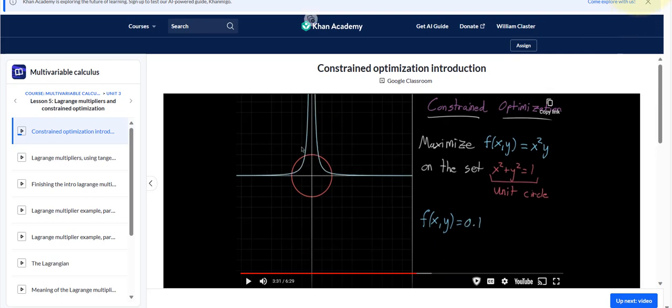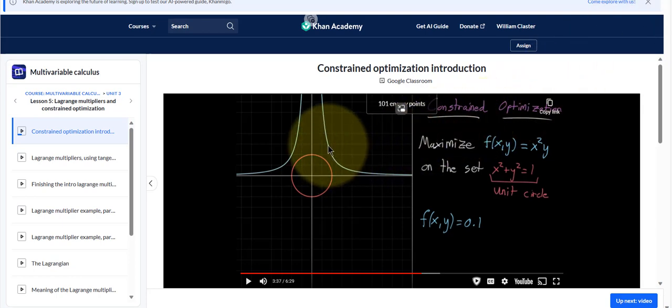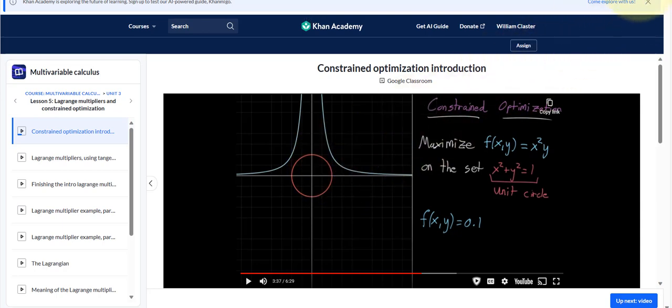So here he moves a little bit further out, and here he's moved too far out. So we might get high values for the height of the surface, but we're not satisfying the constraint. So we've moved too far away, or too far out.